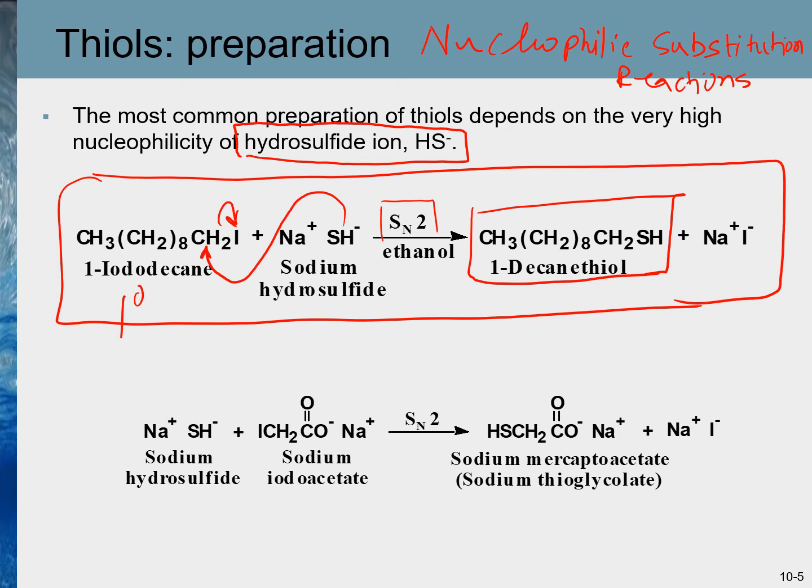Secondary substrates do not work as well. Their rate of reaction is slow, and there will be a competing elimination reaction in secondary substrates. In tertiary substrates, this preparation of tertiary thiol is not feasible because elimination reaction predominates and nucleophilic substitution does not take place. So therefore, this method of preparation works only for primary and secondary alkyl halides.